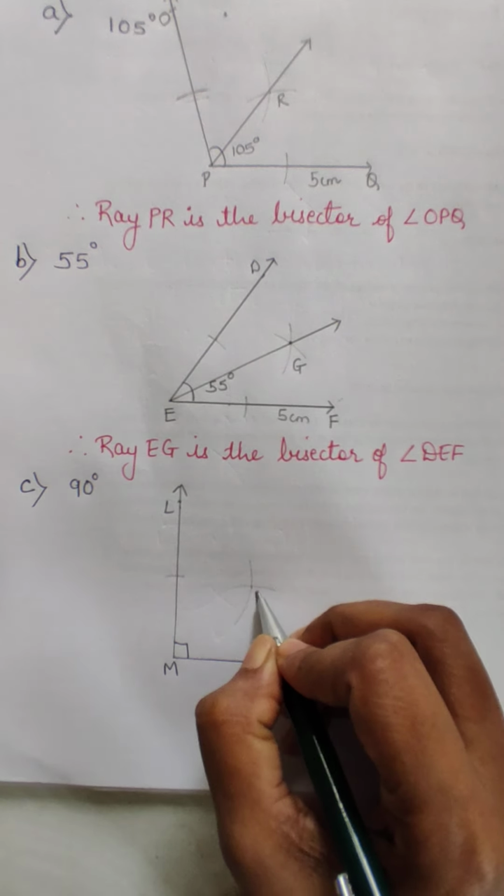So first we have to draw an obtuse angle triangle. So let's start. I'll take randomly any measurement. This is 5 centimeter.